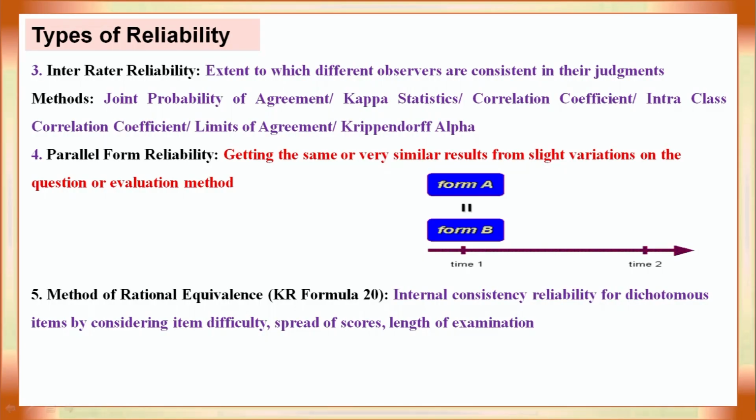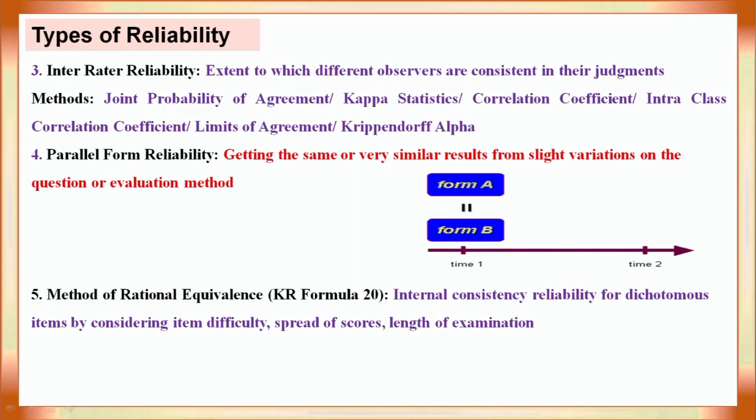So, parallel form reliability is another type. It is basically getting the same or similar result when you are using two equivalent instruments on the same sample. Sometimes it is used where you cannot use the single test twice. So, it can also be calculated. Now, both this internal consistency reliability as well as this parallel form reliability are not very good when the construct is much broader in nature.